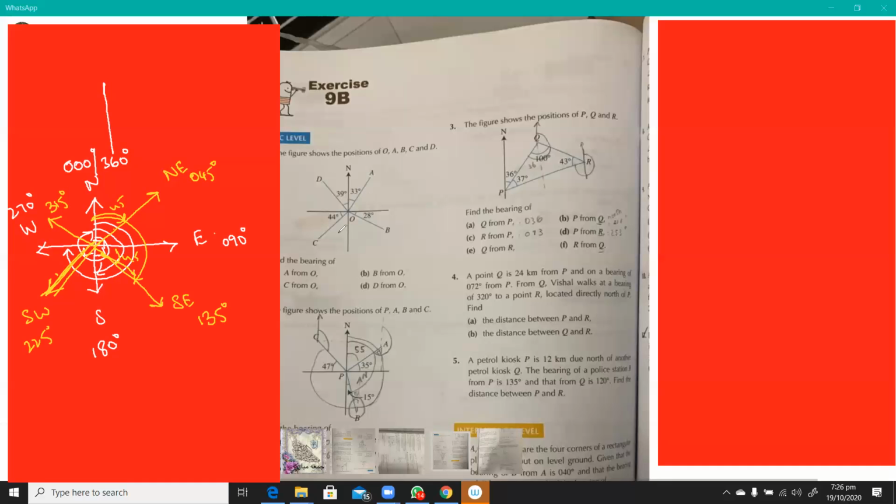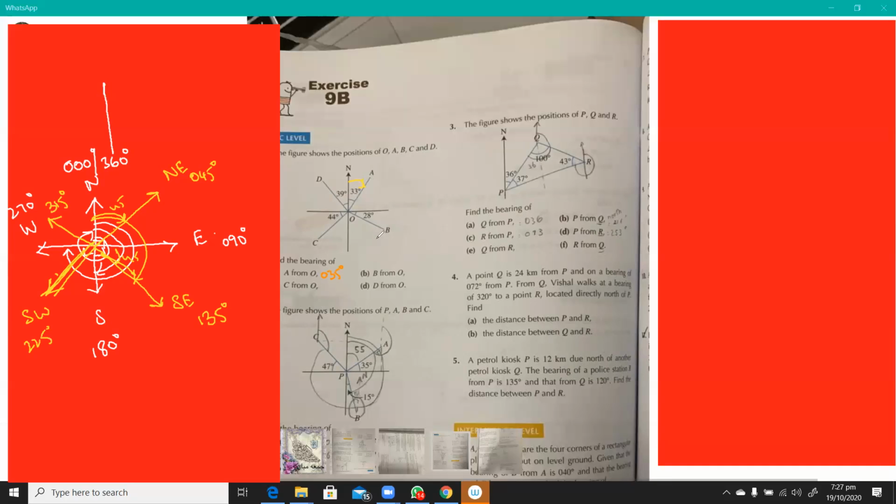Okay. Now you look at the first question. It says find the bearing of A from O. So this is your A from O. So how much is this angle, Miss Malaika? A from O is simply 035 degrees. That is your A from O. What is the bearing of B from O?